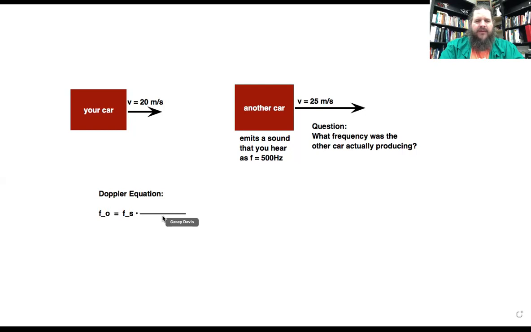And what is the usual way that ratio is written? Numerator is just velocity of sound, and at the bottom it's velocity of sound plus or minus velocity of source. Yeah, and we're also going to have plus or minus velocity of the observer here as well.